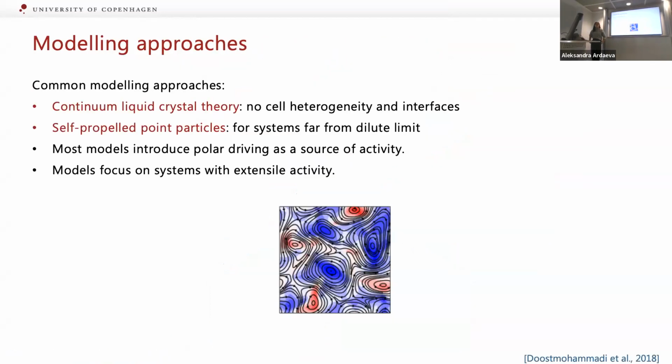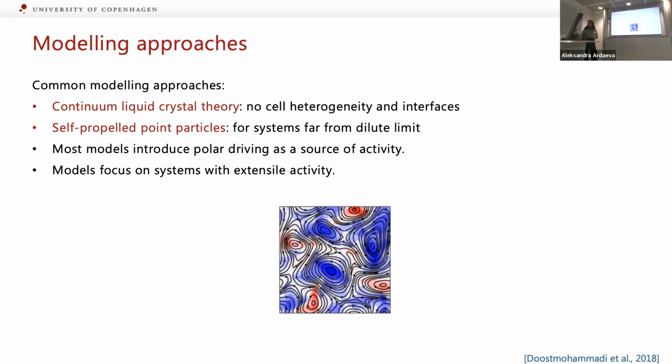The obvious thing to start with is to look at the continuum liquid crystal theory. This is our continuum models. So there is no cell heterogeneity. We don't have information about what happens at the interface between the cells. Another way to study this is self-propelled point particle models, but these are usually suitable for systems far from the dilute limit. And usually models add some polar driving, so some self-propulsion of the particles.